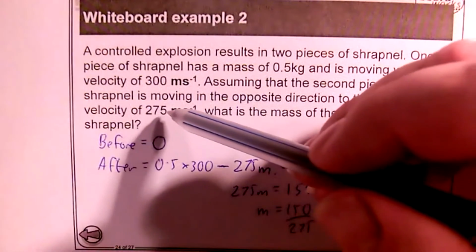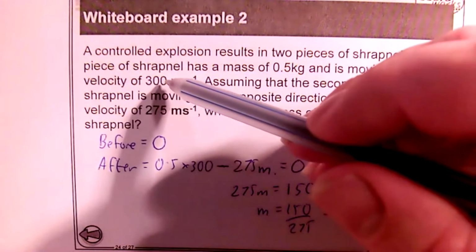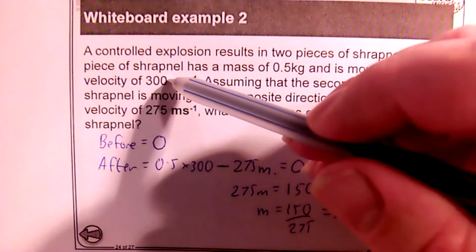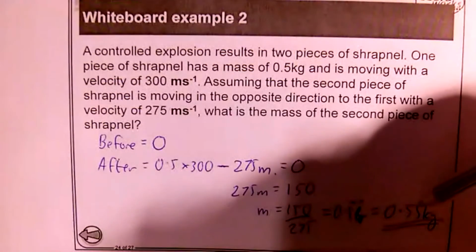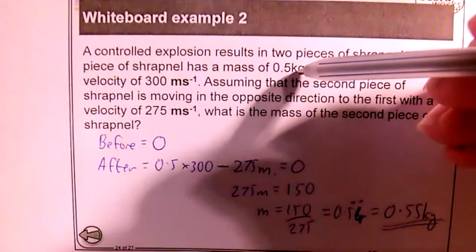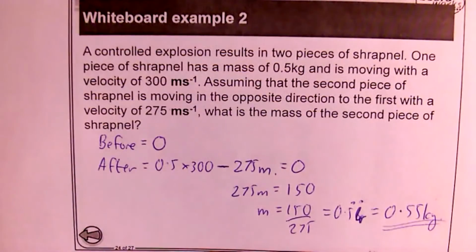Plus, by inspection, this second part is moving more slowly. If it has the same momentum as the other part of the bomb, then you're going to expect its mass to be larger, but only by a little bit. So 0.55 is a little bit larger than 0.5. So you can check it to see if it's actually right and see if it makes sense. Okay, so that's how you answer those 4 example questions.